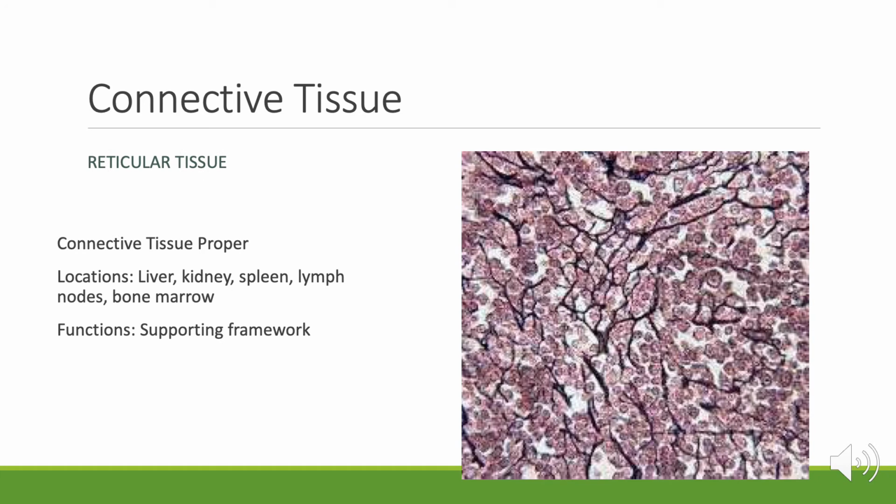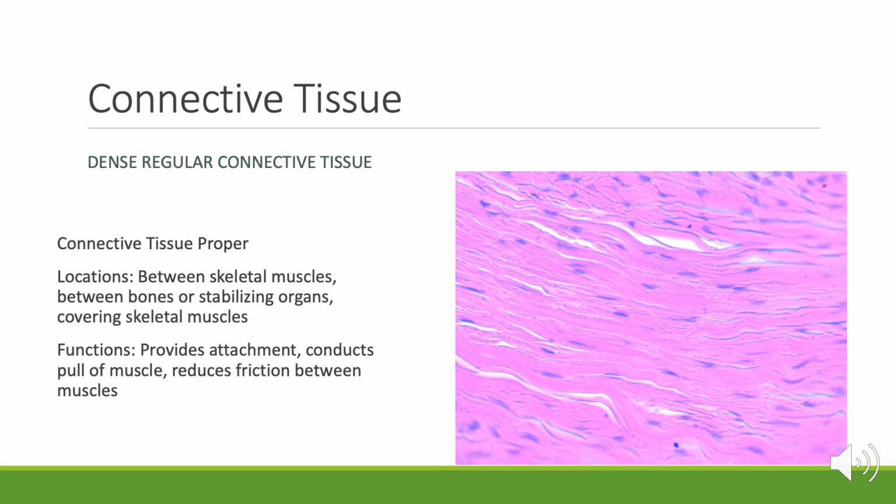Reticular tissue forms the internal supporting framework for soft organs such as the liver, kidney, and spleen. As a framework of reticular fibers, as I stated earlier, and here's that same image showing those fibers.